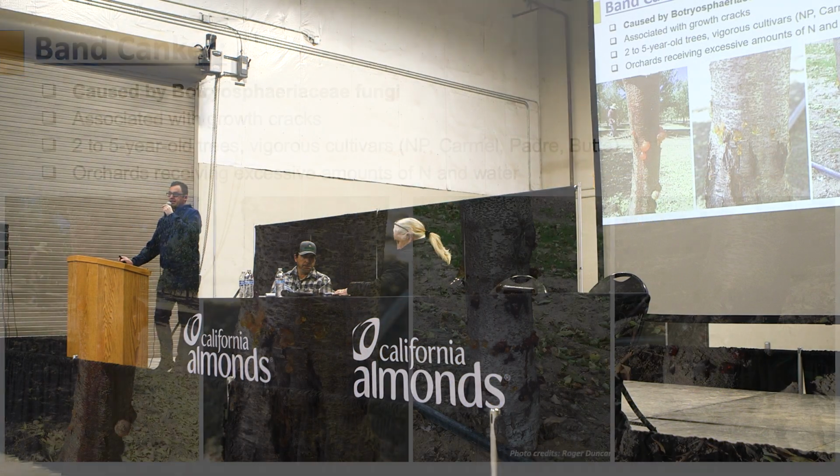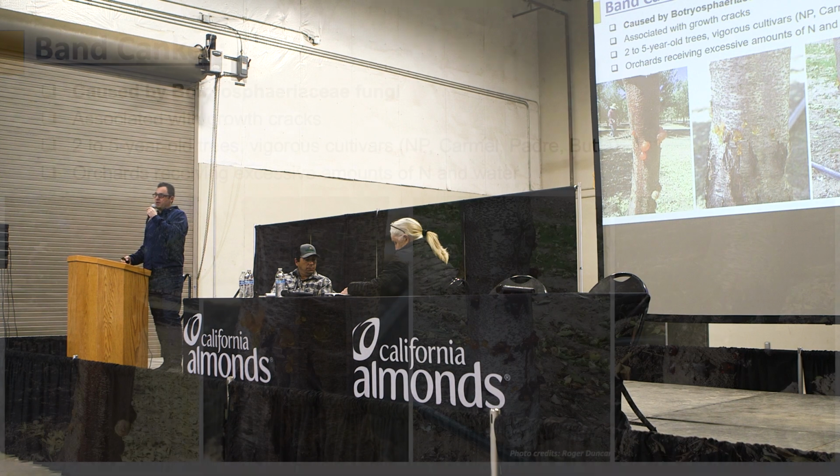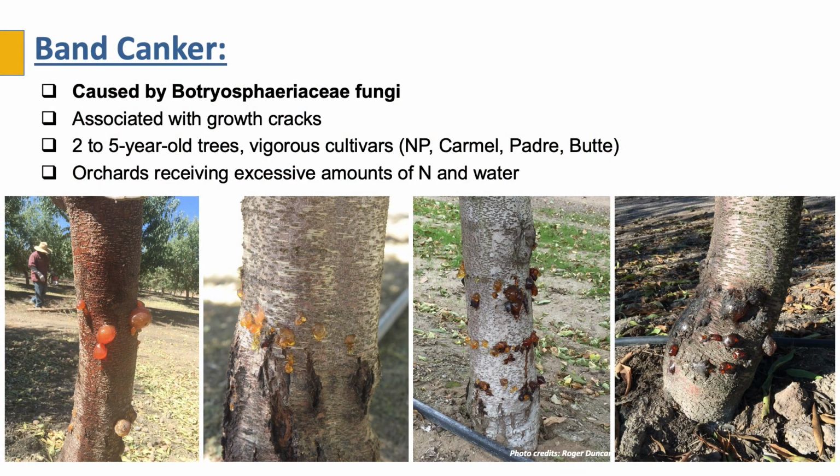Another most prevalent disease is band canker. Band canker is also quite unique in the field, as it will affect mostly younger orchards, second, third, all the way to fifth leaf, but you won't see band canker in older mature orchards for some reason. And when band canker occurs is at these growth cracks when trees are highly vigorous due to maybe the cultivar, the rootstock, or for having high input of water and nitrogen. When trees grow too quickly, cracks form on the trunk, and that's an infection site for band canker.